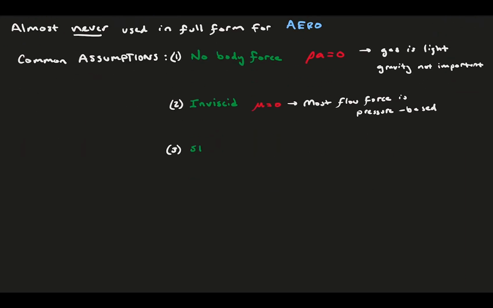Last, we will assume the flow is time steady. This means nothing is changing in our observation window over time. We make this last assumption because most of our vehicles are considered to be going at a constant velocity relative to the flow.